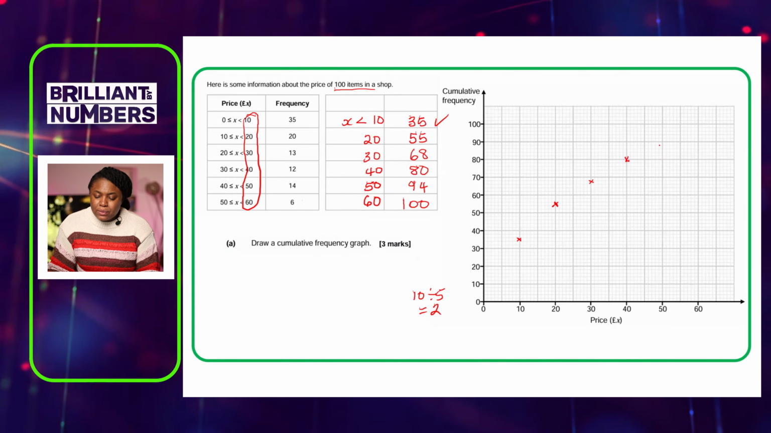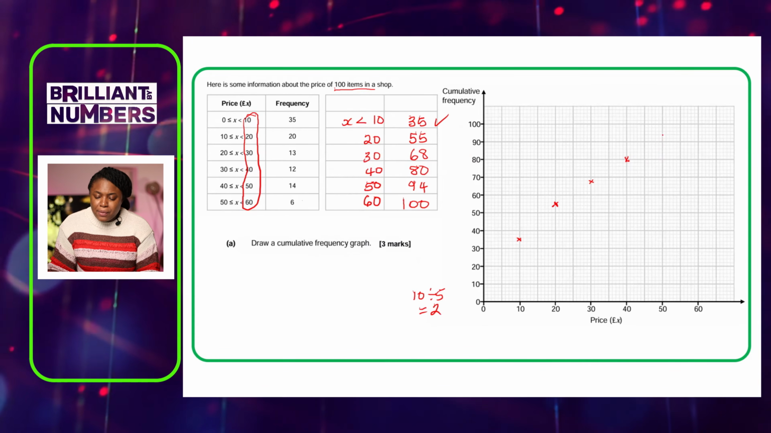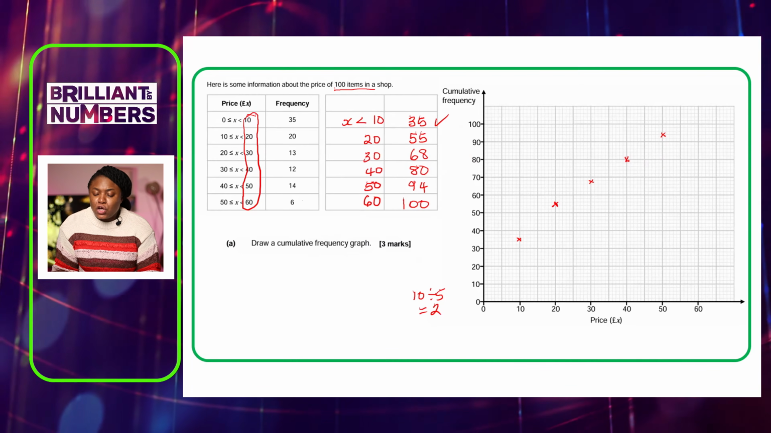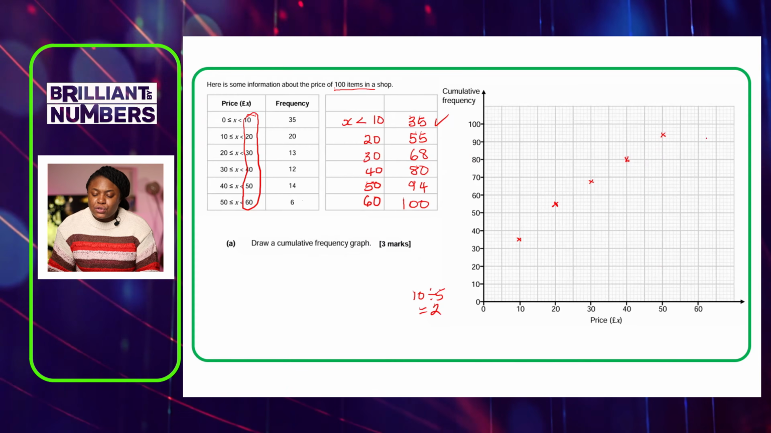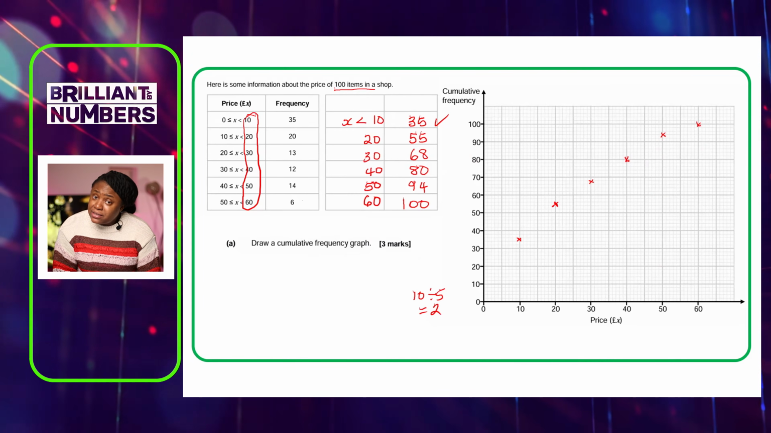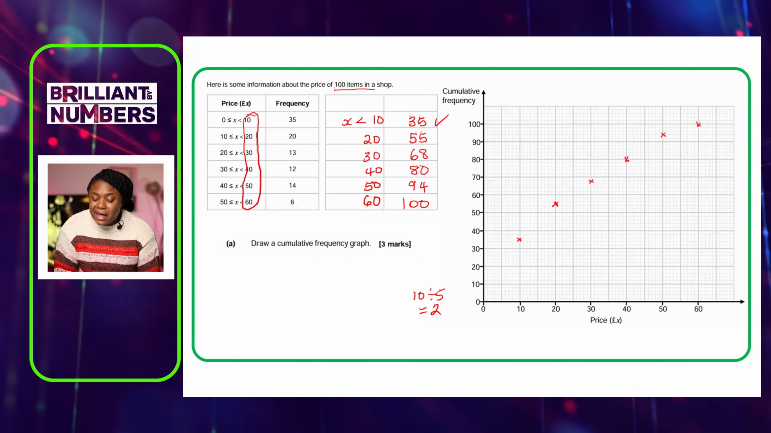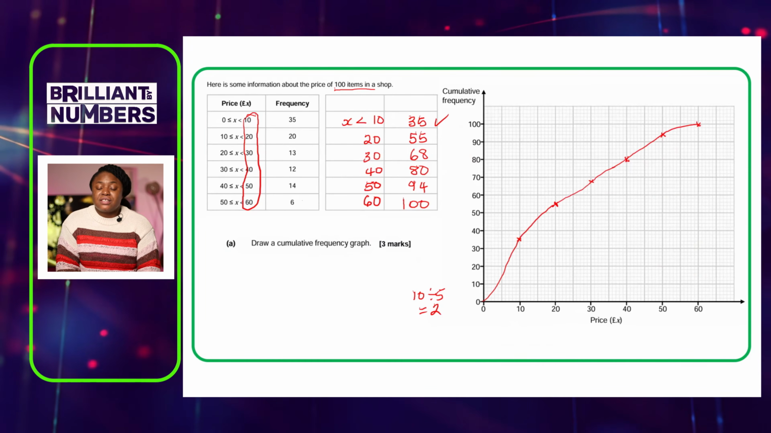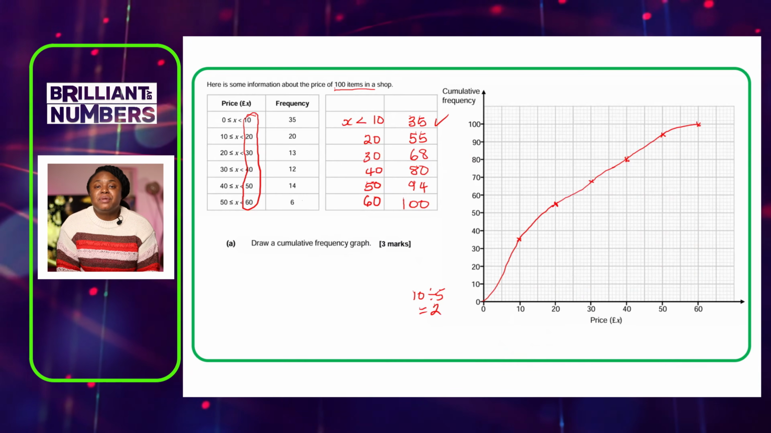So 94 will be 2 squares up from 90. So we plot that in. And then 60 to 100 is dead on. So that's there. Now, once we've done that, we need to take our pencil and make a smooth curve connecting all the points. So when we do that, that is our graph being done.